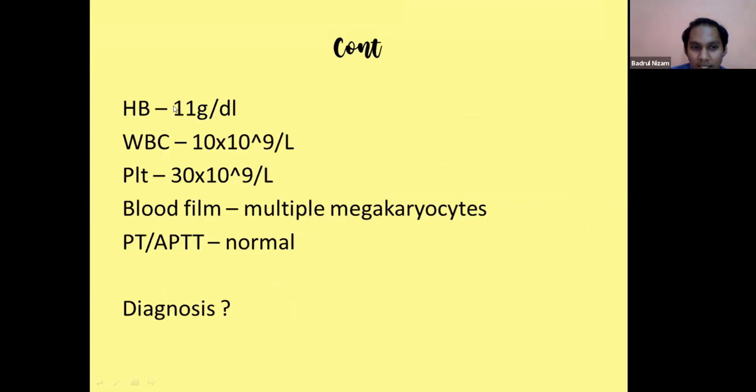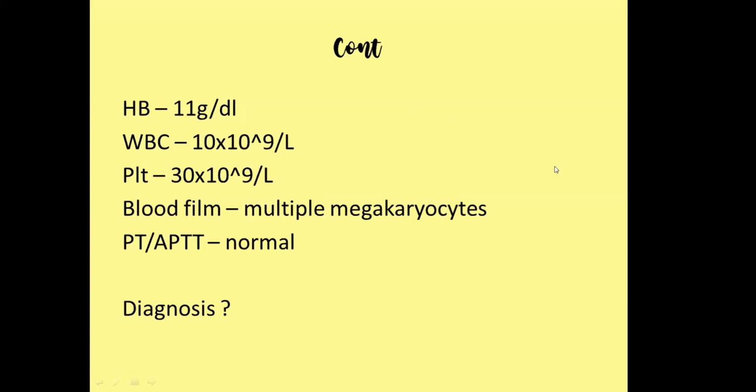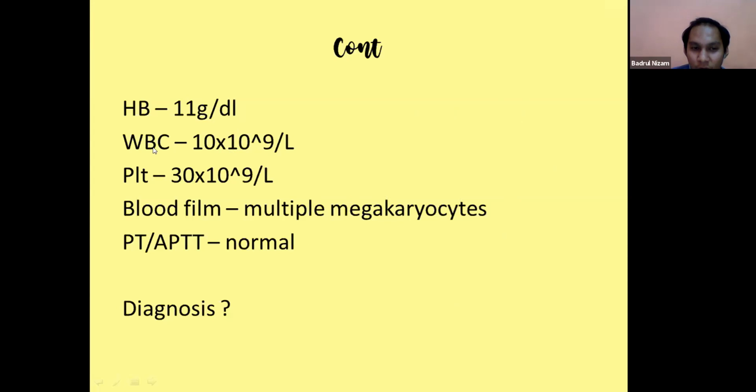So the investigation: the Hb is 11, white blood cell 10, platelet 30, blood film shows multiple megakaryocytes, and coagulation screen is normal. So would anyone like to try, what is the diagnosis of this patient? ITP. Yes, correct. Because of the presence of isolated thrombocytopenia in the investigation, as well as from the history and examination, there is no other history to suggest secondary causes or other diseases that cause thrombocytopenia.